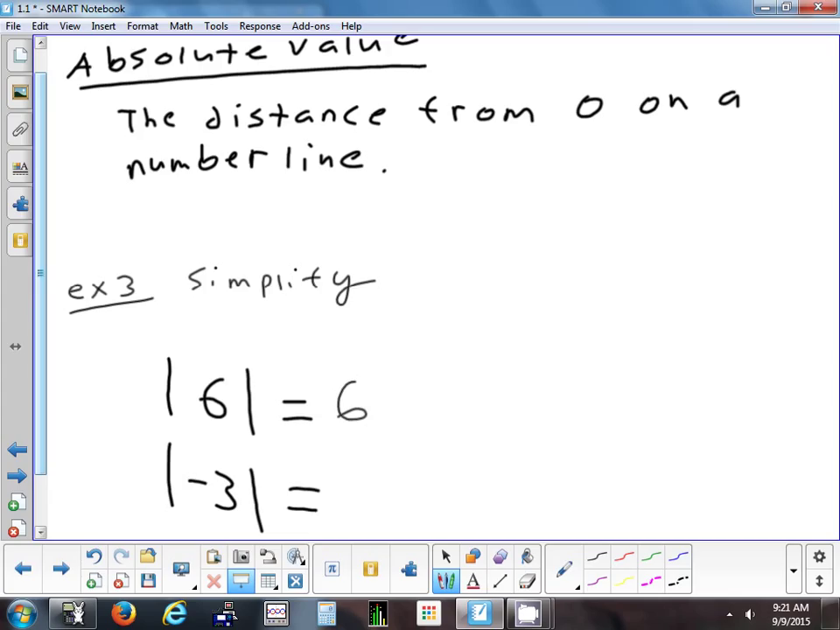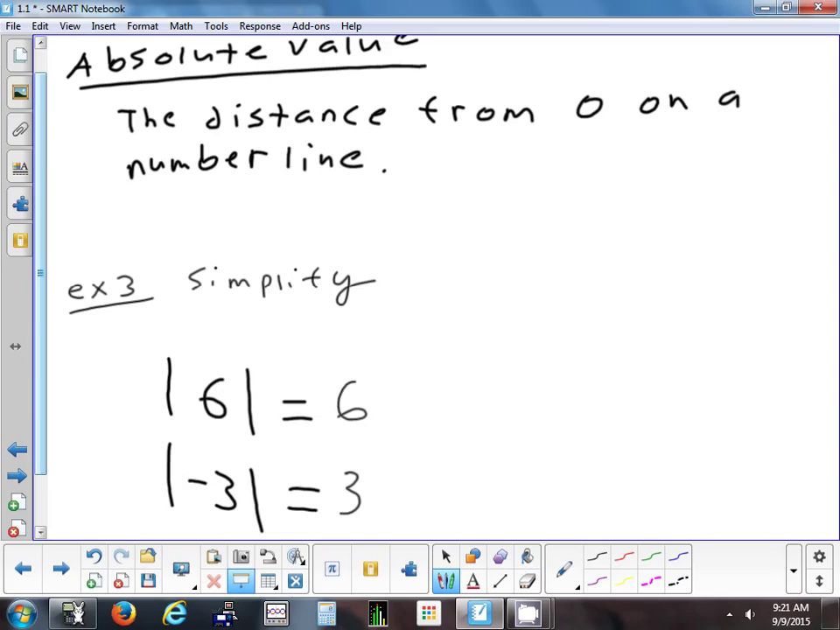Okay. Eddie, what's the absolute value of negative 3? 3. So anytime you take the absolute value, what kind of number do you always get? Positive, or one other thing you could get? 0. So you get numbers that are not negative, which includes 0 and the positives.